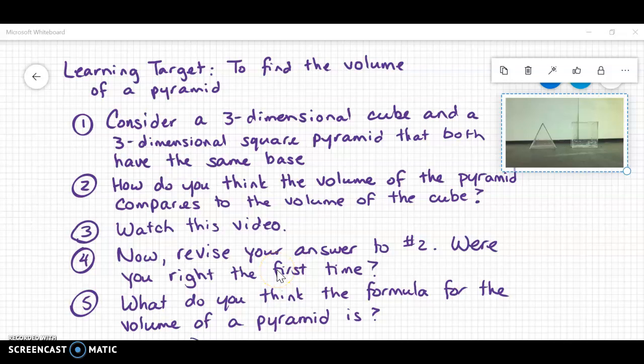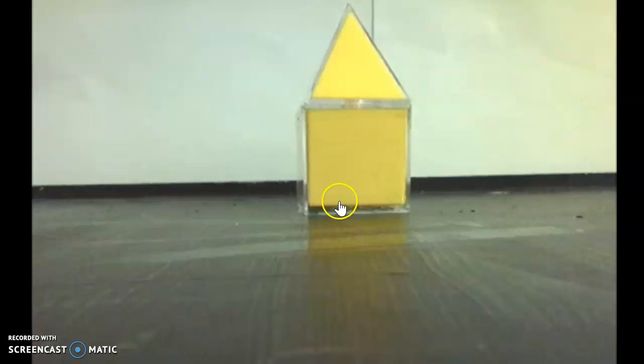Once you have come up with an approximation that compares the volume of the two objects, watch this video.